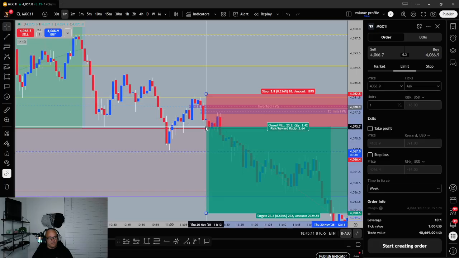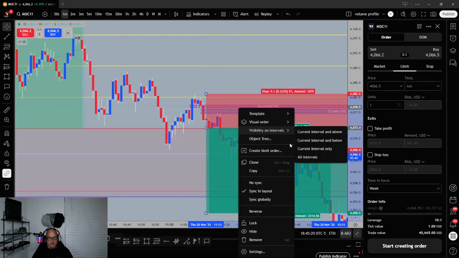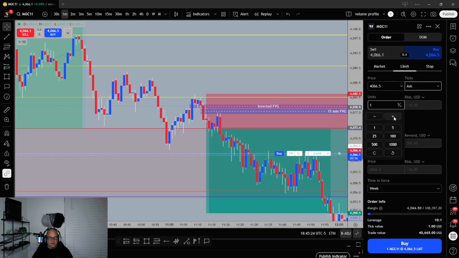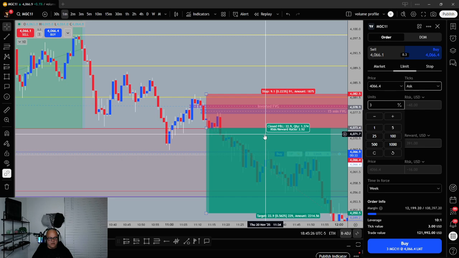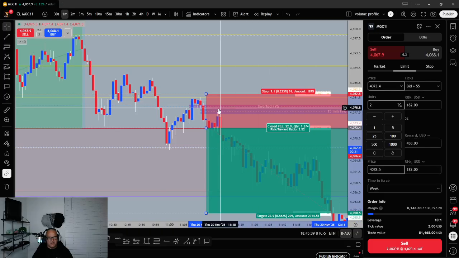Okay, so if we were to pull that down and say, well, that's going to be our average entry price now. But now we're going to be in two contracts. So we can come over here and now hit two contracts. Well, let me reset everything. There we go. Now we can reset and do two contracts. And now we're risking 182.